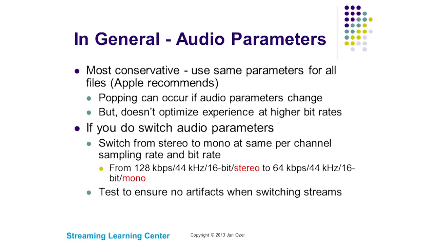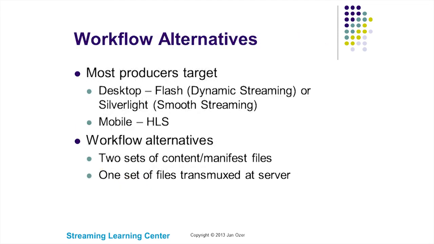If you jump from 22 to 44 or 22 to 48, you can have problems, but I think you get the least chance of any kind of popping artifact by jumping from 64-bit, 44, 16-bit mono to stereo at the same parameters. And again, the most conservative approach is to use the same parameters for all files. I think that works for a talking head video. On the other hand, if you're producing a concert or a ballet where the music is a really big part of the experience, I think you really want the audio to improve with the video.